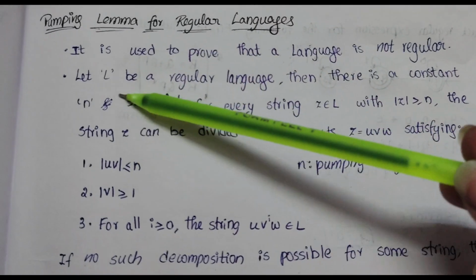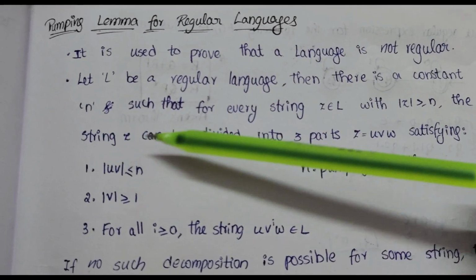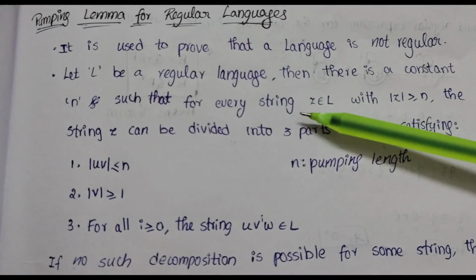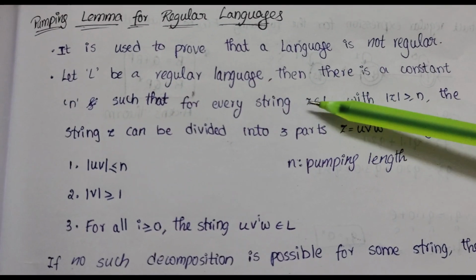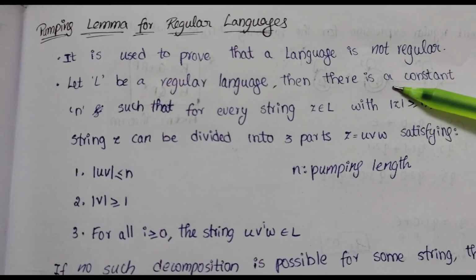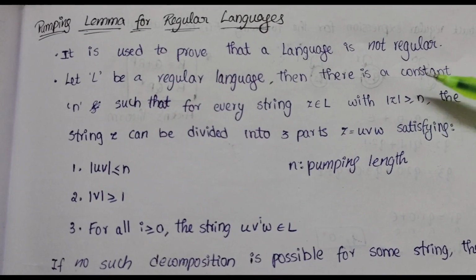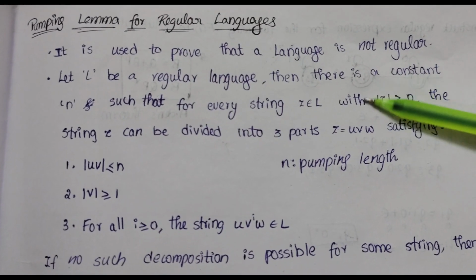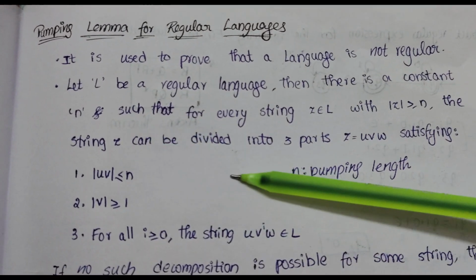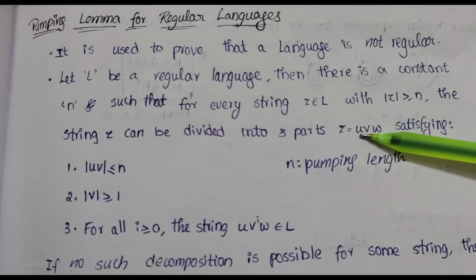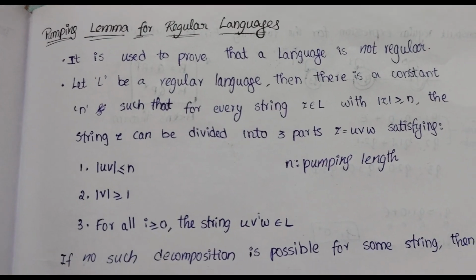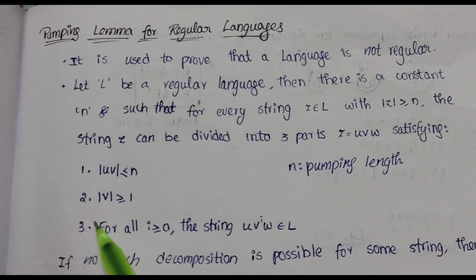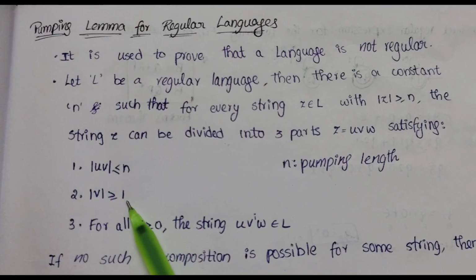There will be a constant n such that for every string z belongs to L, where z is nothing but an input string, with modulus of z greater than or equal to n, the string z can be divided into three parts, z = uvw, satisfying these three conditions.